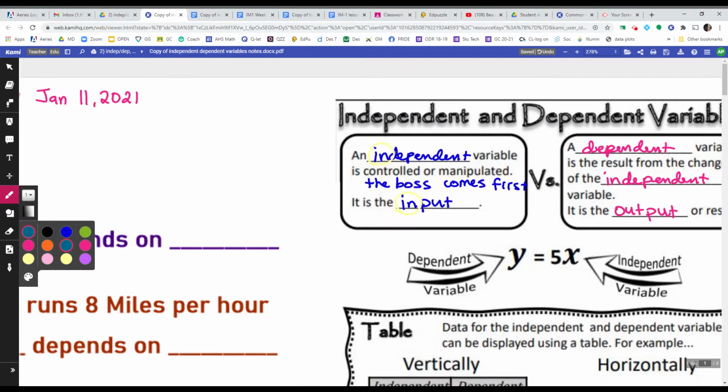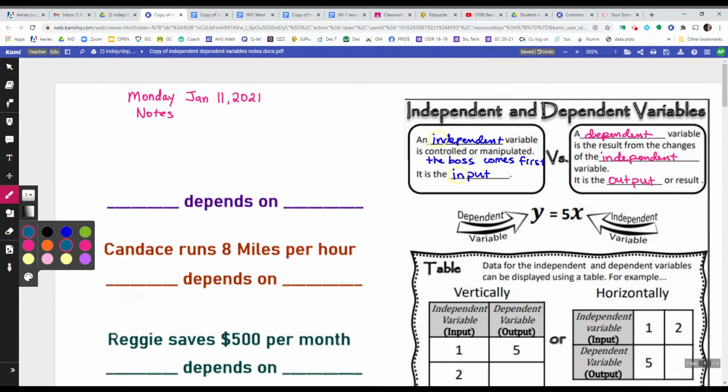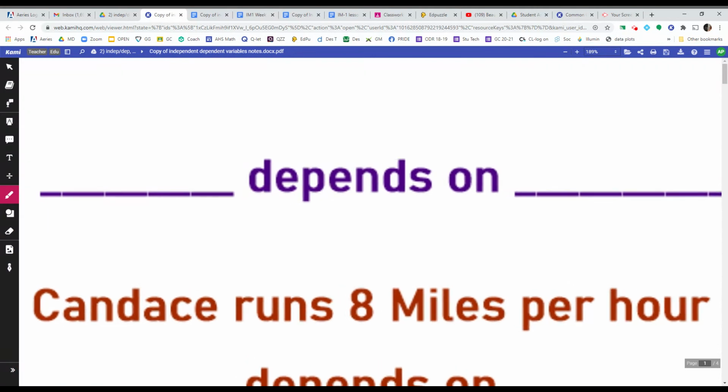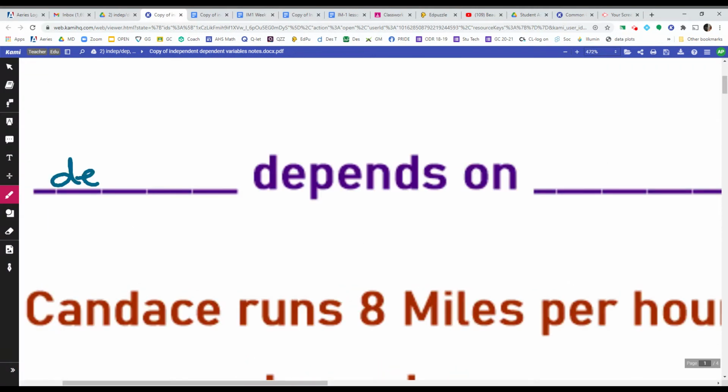Now I'm going to explain it, because right now it's like, what are we talking about? We're talking about the word depends. Something depends on something. When we talk about this, we're always going to say that the dependent depends on the independent.